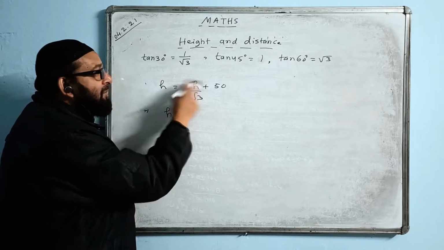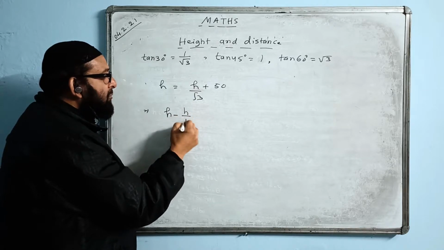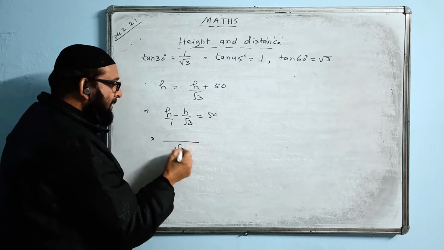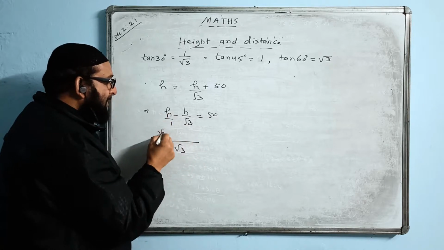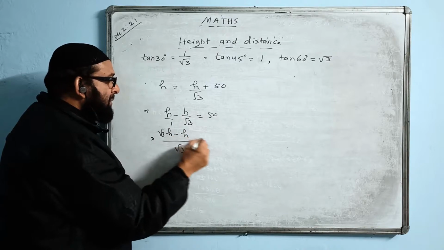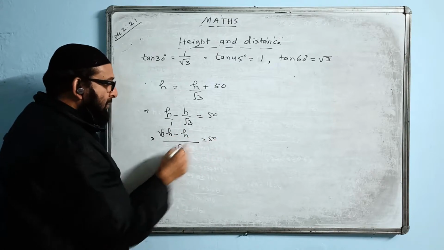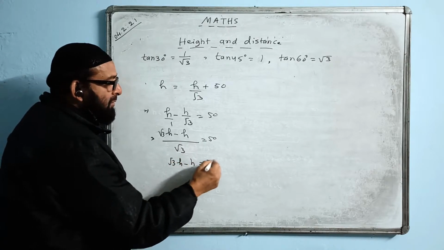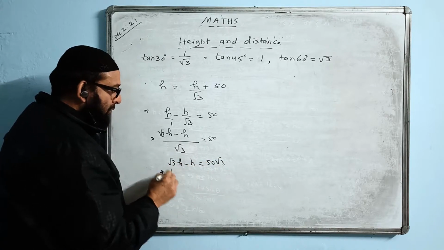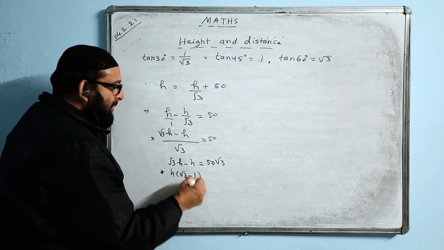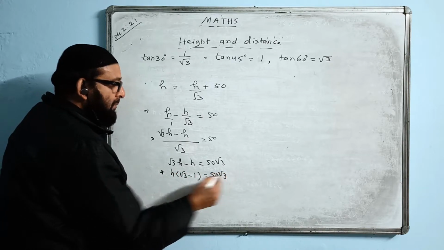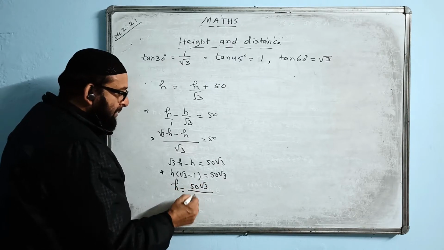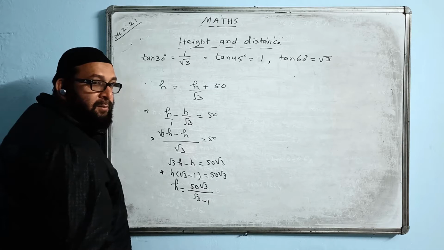How to find the value of h from this equation? That h by root 3 is equal to h plus 50 here. Take LCM. Root 3 this will come here, multiply: root 3 h minus h is equal to 50. Cross multiply: root 3 h minus h is 50 root 3. What to do? h common. Then we get h times root 3 minus 1 is equal to 50 root 3. What is the value of h? 50 root 3 by root 3 minus 1.